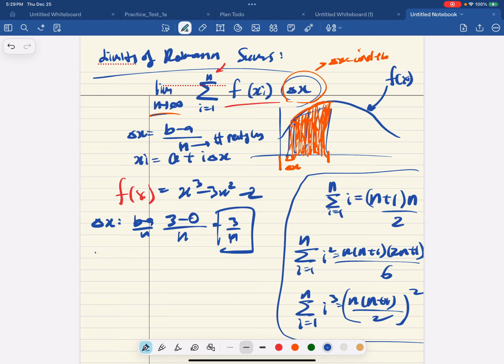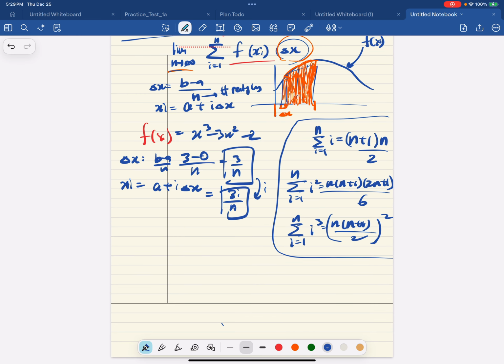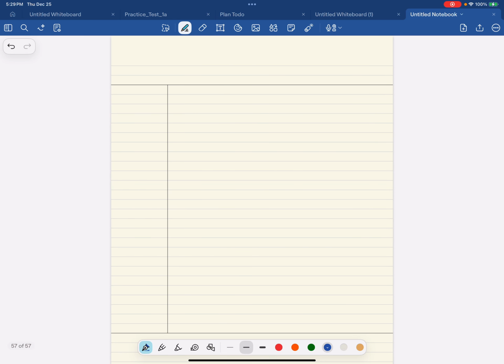Now we have x sub i, which is equal to a plus i delta x, where a is 0, so it's just equal to 3i over n. We just added an i to it, multiplication. And now we have everything we need. Just remember, because we're not going to have space, that delta x is 3 over n and x sub i is 3i over n.